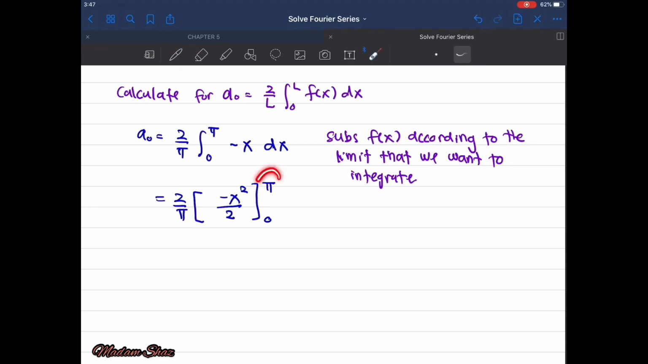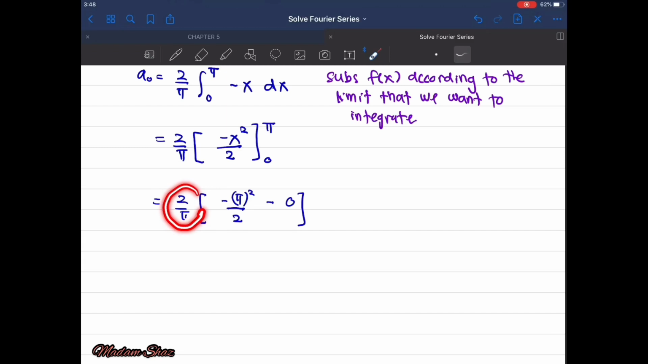So now substitute the given limit. Substitute pi to the position of x: 2 over pi, negative pi squared divided by 2, minus, substitute 0 to the position of x. So 0 divided by 2 will become 0. And now you have to simplify: 2 over pi multiplied with negative pi squared over 2. We can cancel out the pi at the bottom and the pi to the power of 2 at the upper side. Cancel out the 2, cancel out the pi. Our a0 is equal to negative pi.